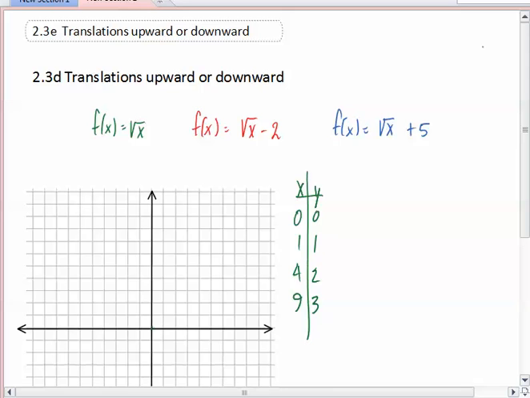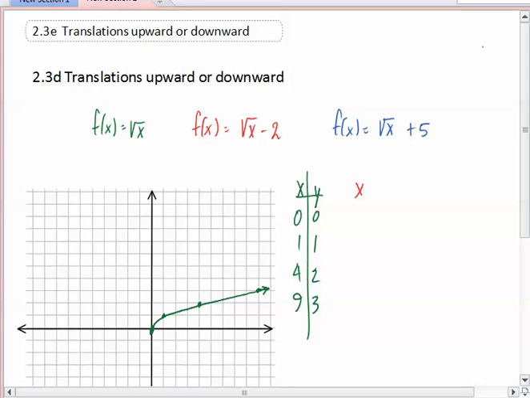So here we are. Let's put that on here. Over 4 up 2, 5, 6, 7, 8, 9 up 3. And there's my graph. Okay, there we go. So there's the parent graph. Let's take a look at this red one now.